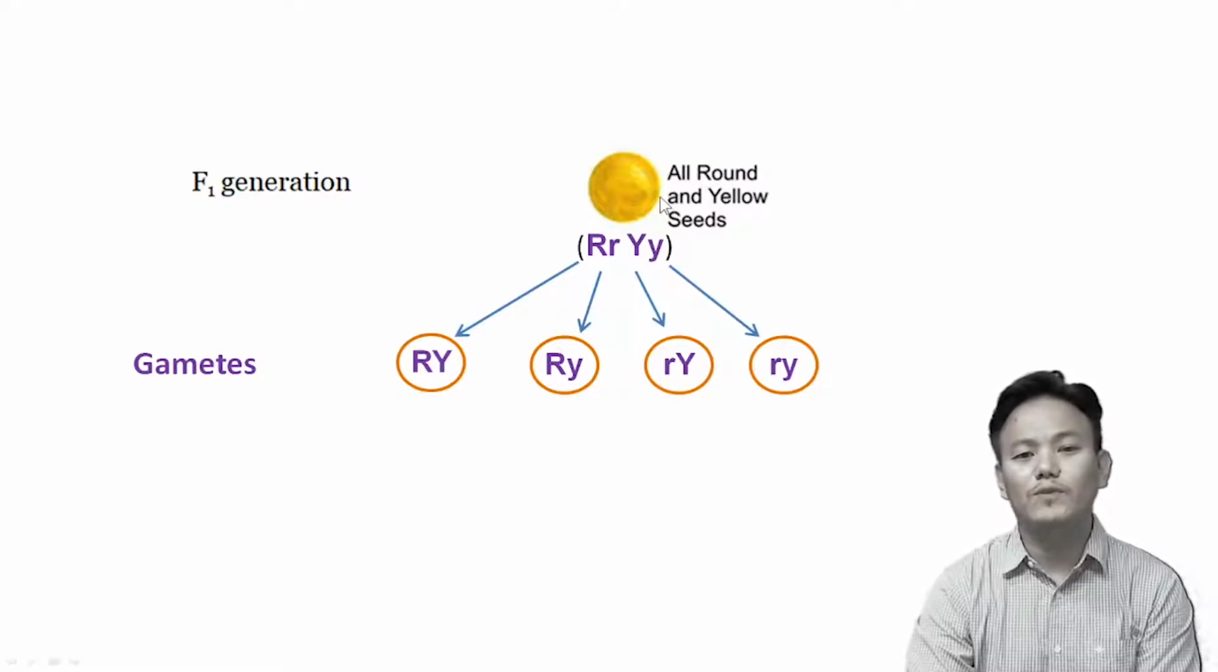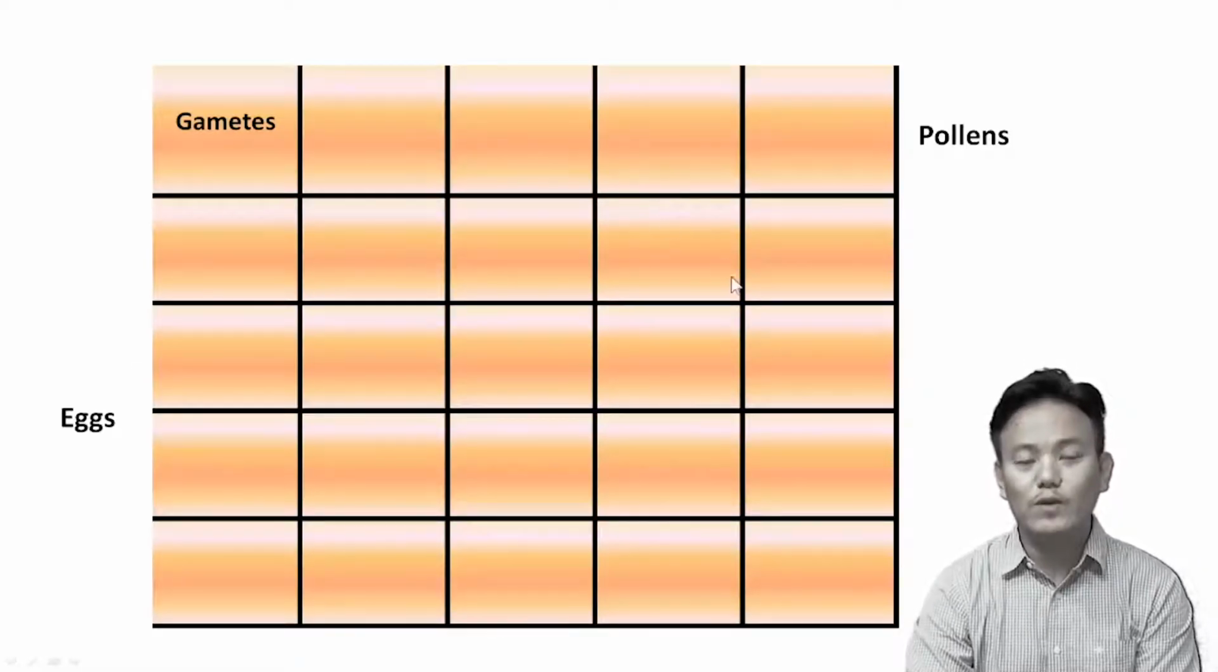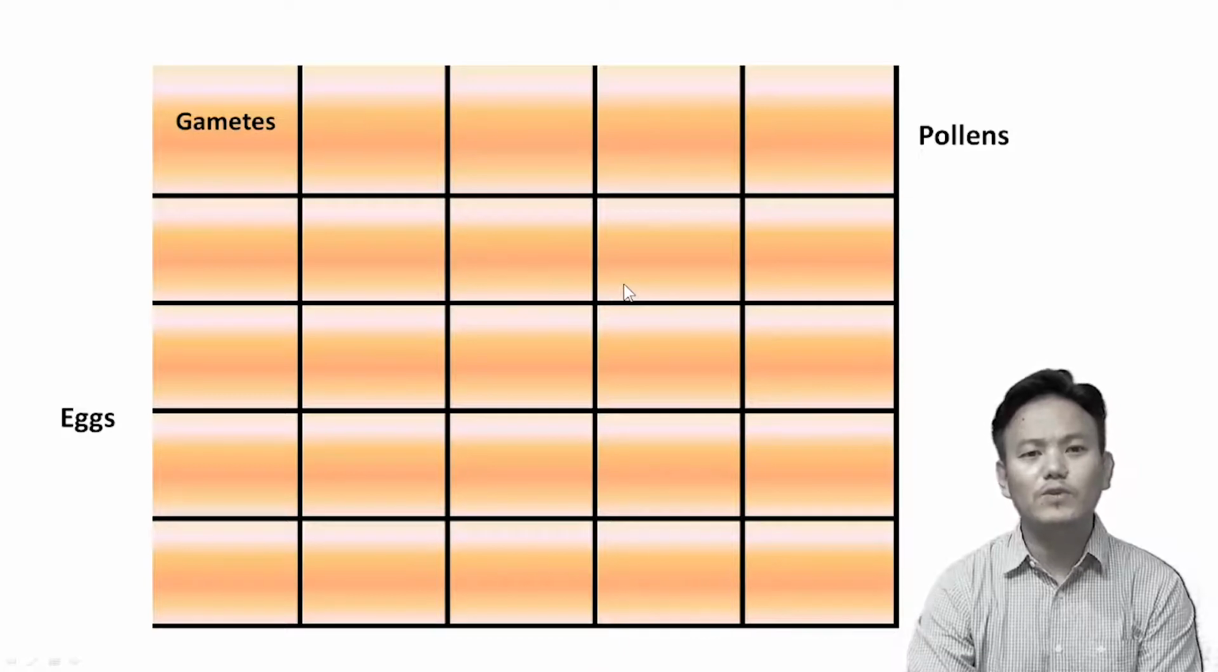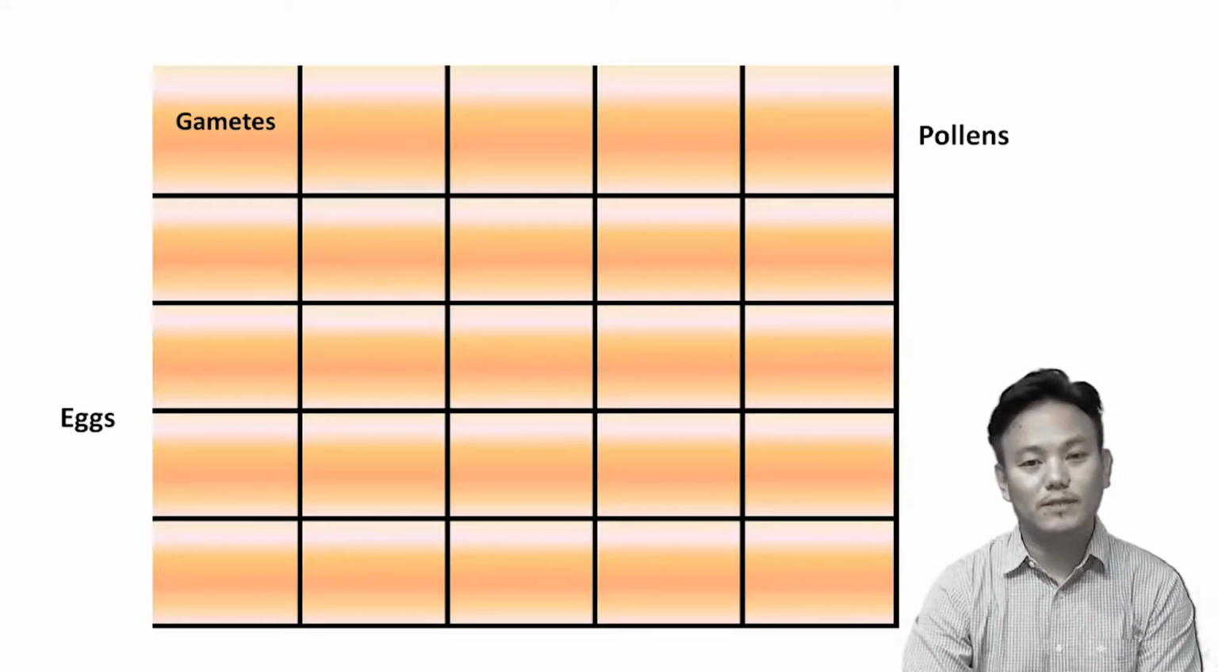So when we make a cross between two F1 individuals, or self-pollinate the F1 individuals, we will get the F2 generation. And in order to form the F2 generation, we have to use a Punnett square. A Punnett square is really useful in this particular case. We use a Punnett square for a monohybrid cross as well, but it is very important for you to use the Punnett square for the dihybrid cross.